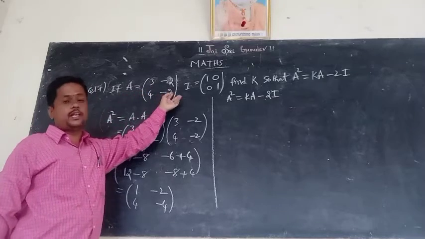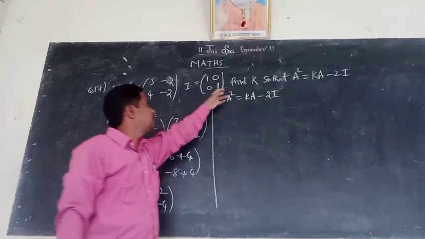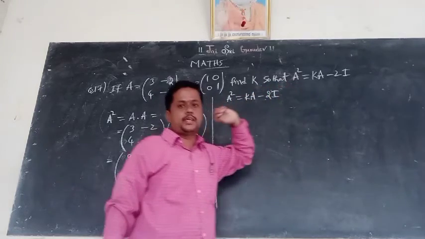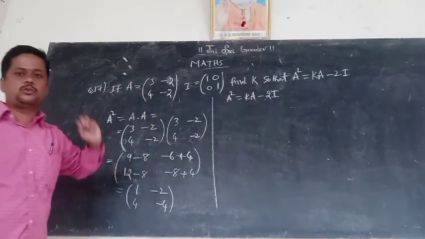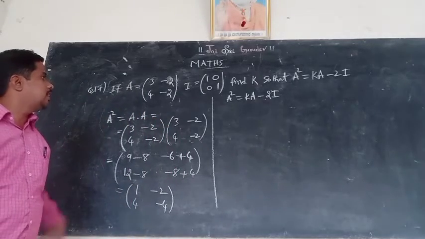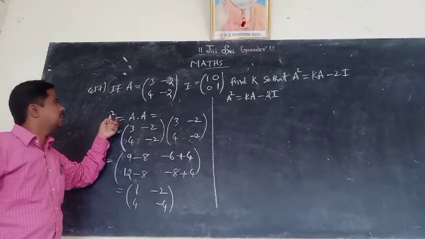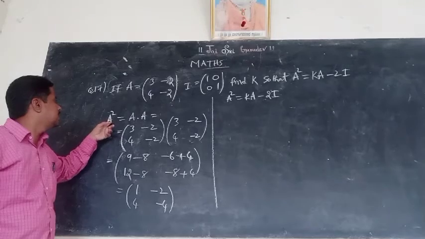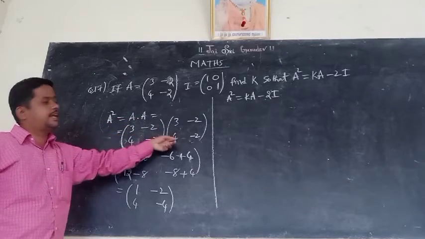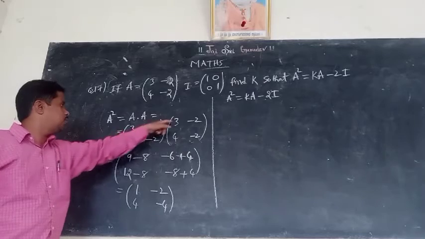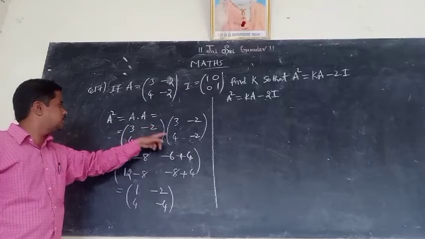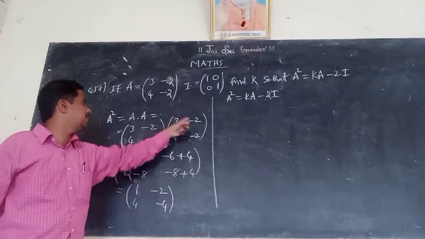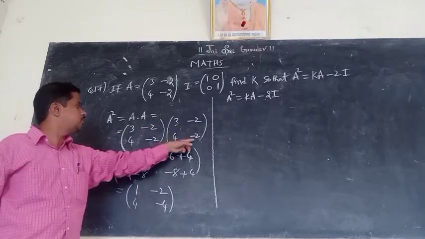A matrix is given, I is the identity matrix, find k so that A square is equal to kA minus 2I. How to do this one? I have to find out the k value. First I have to calculate A square, using matrix multiplication. You know how to calculate matrix multiplication. A square is A into A, same, repeat. First row, first column: 3 into 3, 9, minus 2 into 4, minus 8. First row, second column: 3 into minus 2, minus 6; minus 2 into minus 2, plus 4.